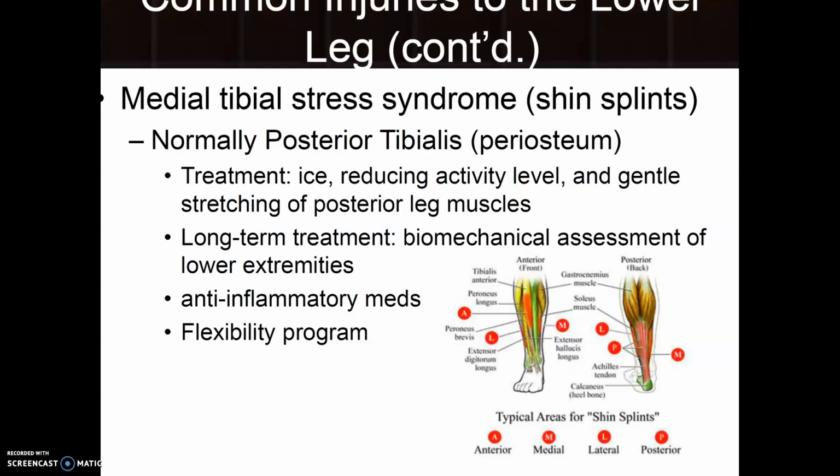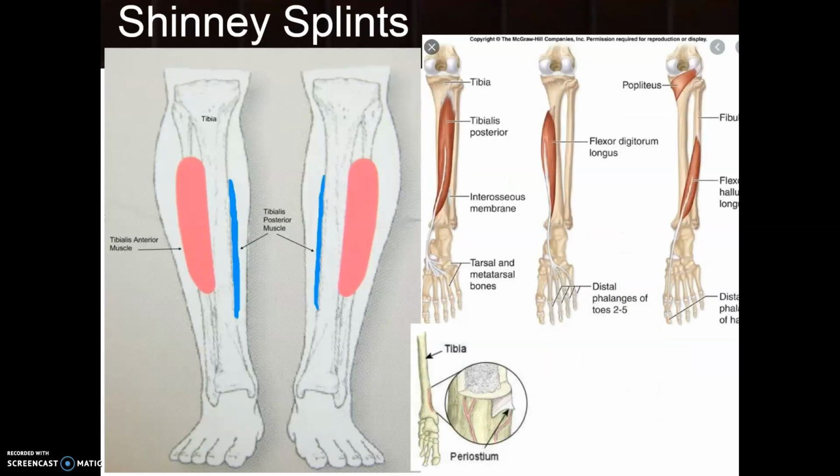For long-term treatment, biomechanical assessment of the lower extremity may be indicated for some athletes, along with anti-inflammatories and a flexibility program. Really the best acute symptom treatment is an ice cup: a frozen cup of ice with the tip of the ice exposed, just massaging along the medial surface of the tibia. Here's where most of the pain will be; the athlete will complain most of the pain is coming from this medial aspect.